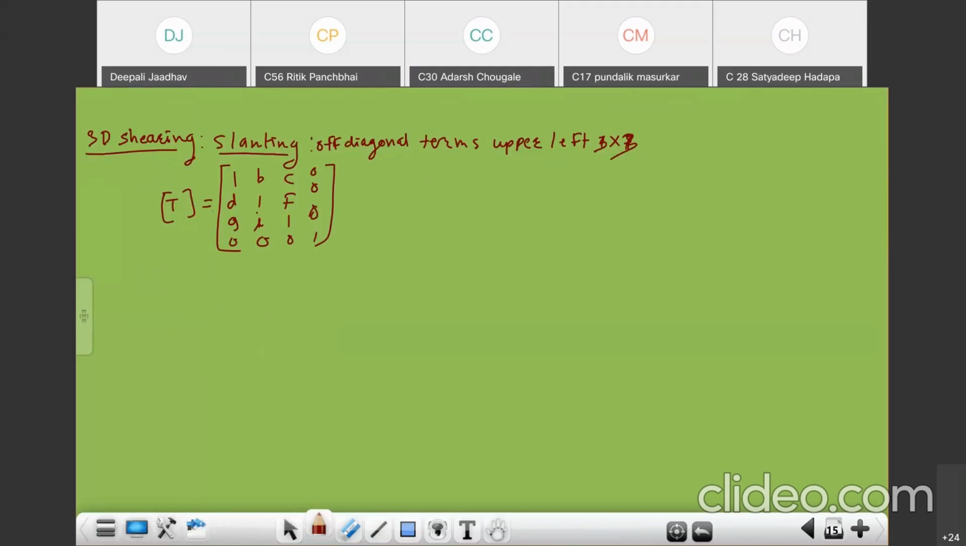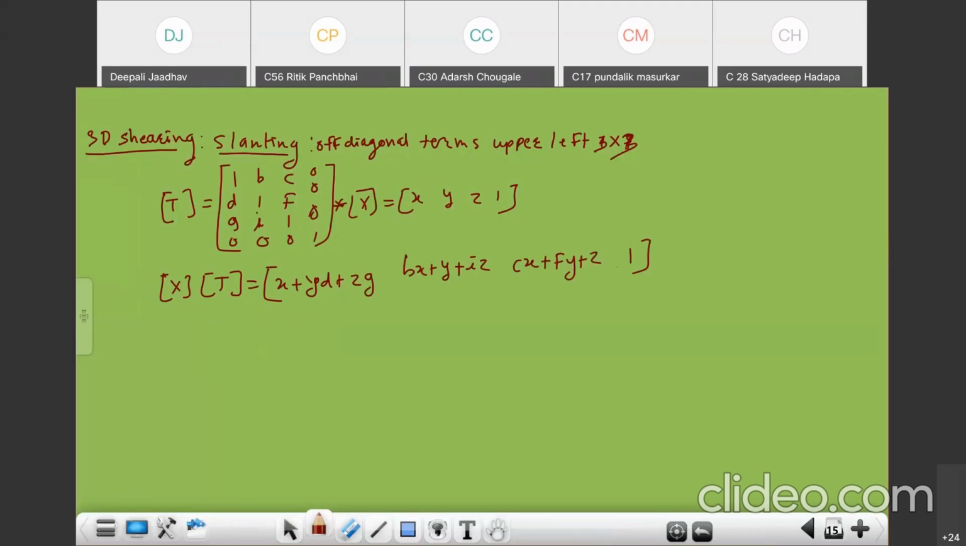So the result, when we multiply it with X, which is position vector X, Y, Z, 1, X multiplied with T. Try to find out the result. This one multiplied with this one. X, Y, Z, 1 multiplied with the matrix. So it is X plus YB plus ZG as the first term. Next one is BX plus Y plus IZ. Next one is CX plus FY plus Z and then 1. That is the result of shearing, slanting in X, Y or Z direction.